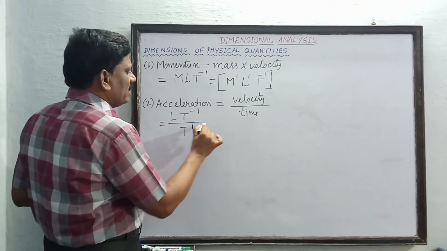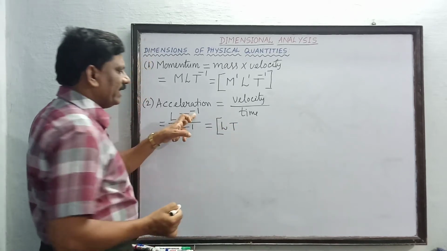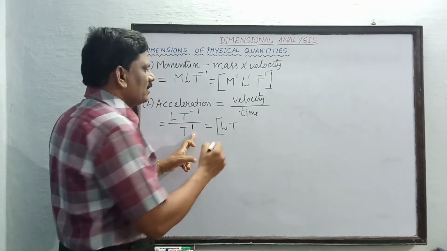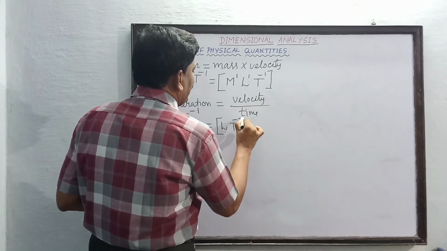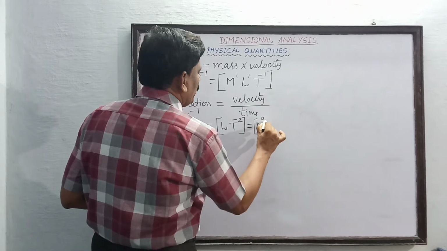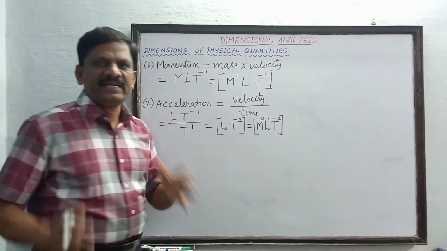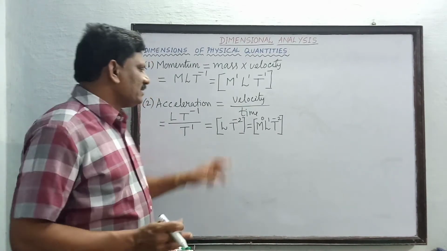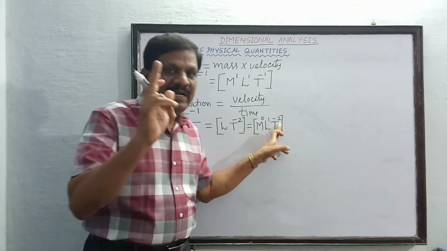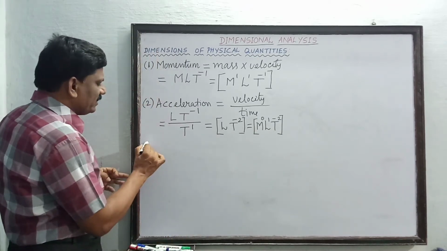So T power 1. So this is now equal to this LT power, already there is minus 1. This T power 1 is coming up as minus 1. Therefore, this is LT power minus 2. Okay. So once again, if I write, this is M power 0, L power 1, T power minus 2. So acceleration is a physical quantity which has 0 dimensions in mass, 1 dimension in length and minus 2 dimension in time. Understand? Now next coming quantities you can do easily.